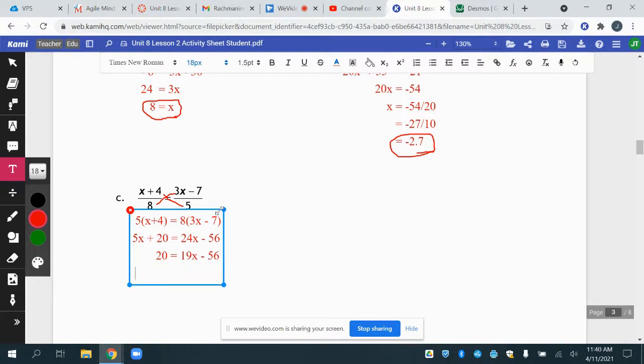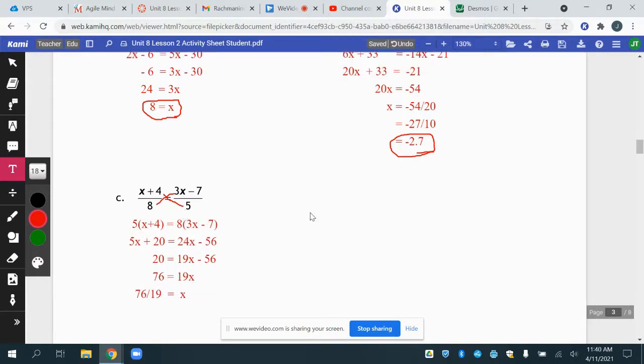And then I'm going to add 56. And then I'm going to divide by 19. Ugh, these are some ugly numbers. 76 divided by 19 equals x. Over here. That's the answer. Notice 76 over 19 is not an easy number to get.